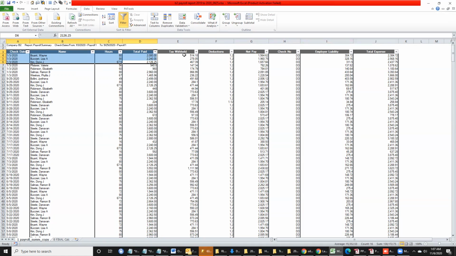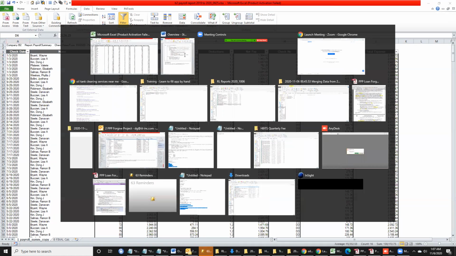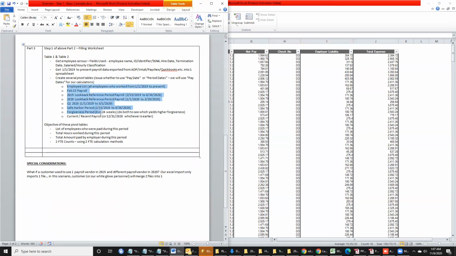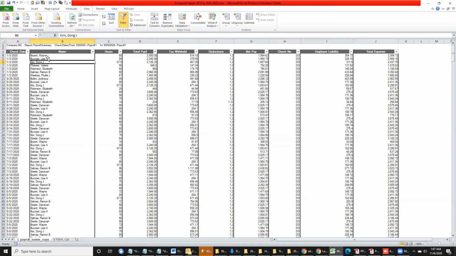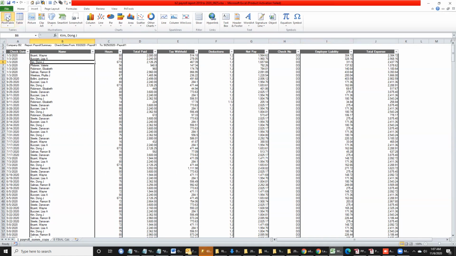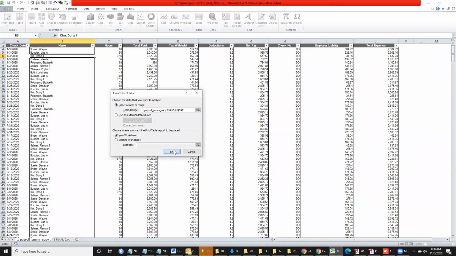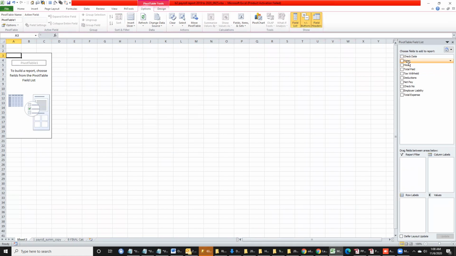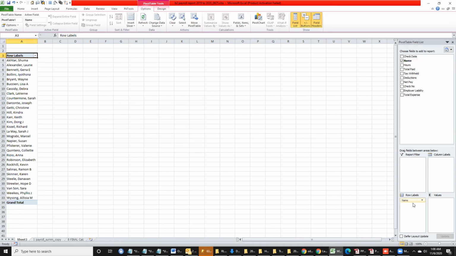Okay, so now that we have these four columns, we are going to create many different pivot tables. So let me start with the first one, which is the employee list. How do we make an employee list? Insert, pivot table. Okay, I will do this by name. There you go. These are all the employees that have ever worked for this company from 1/1/2019 to present.